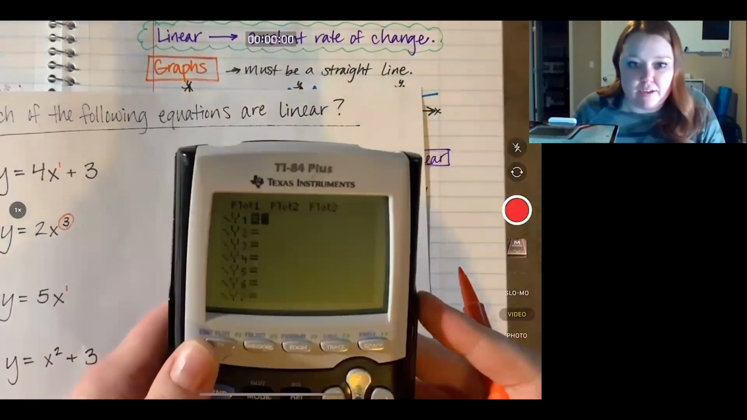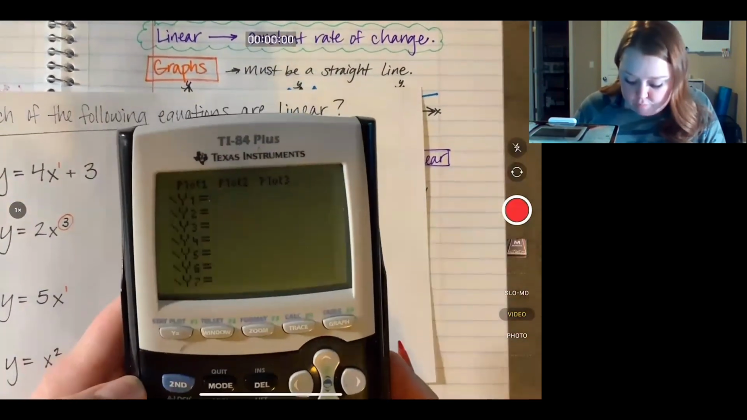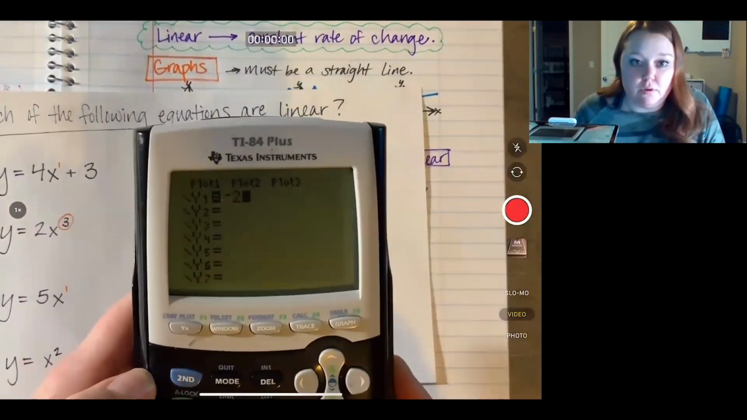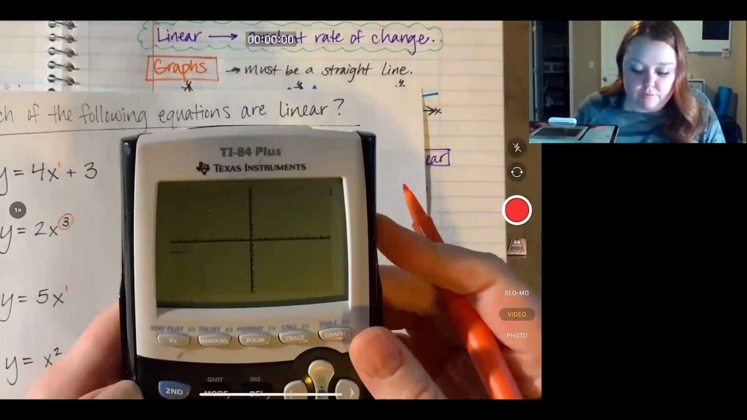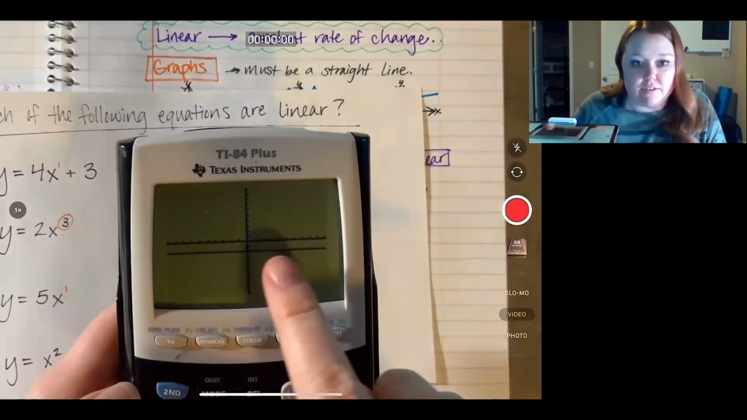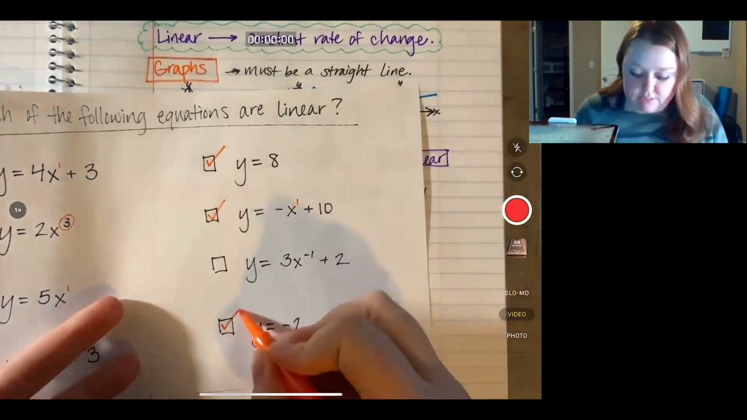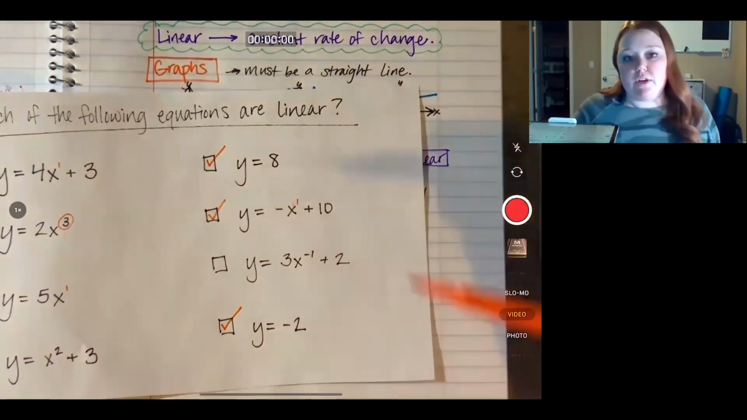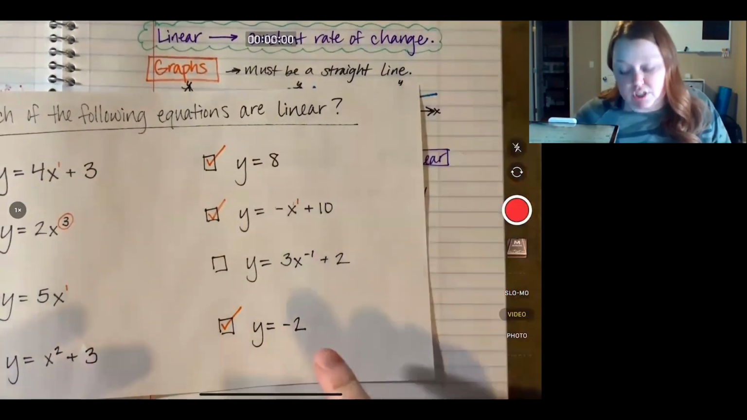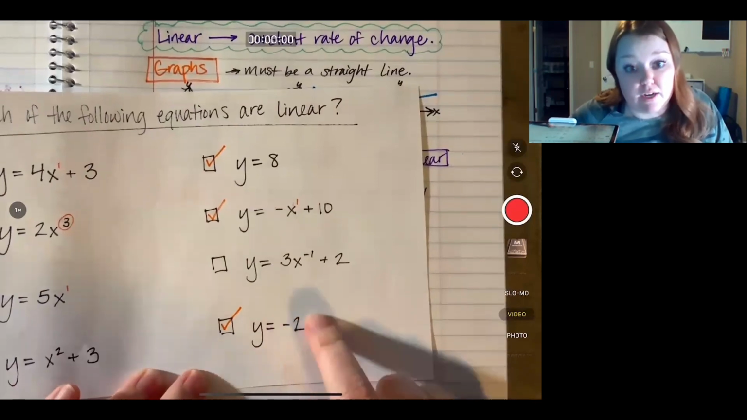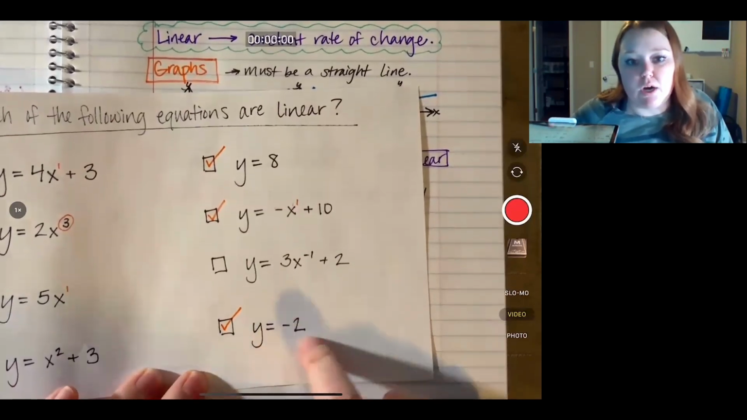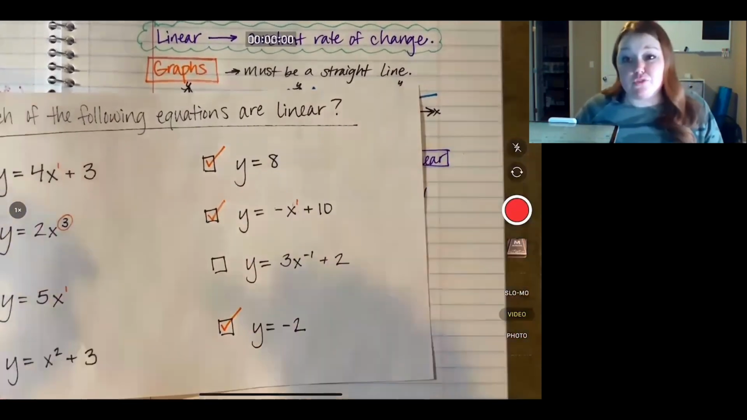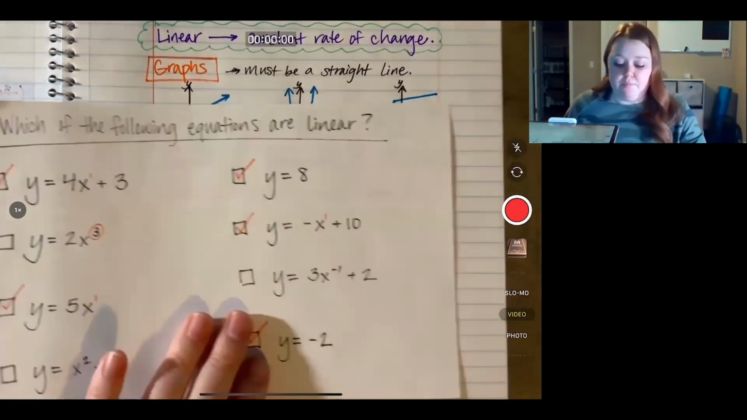Okay, I'm going to go back, and now I'm going to delete that, and I'm going to graph y equals -2. Graph. There it is, straight line across. It is linear, okay? So when there is no x there, and it's just a constant, remember we've heard that number before, if y is equal to a constant, that's going to be a straight line. It's going to be a horizontal line, okay?